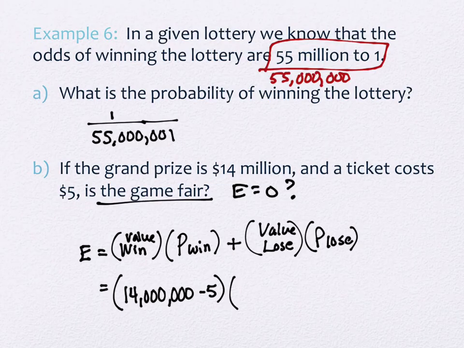Not 1/2. Oops, I didn't mean that. What did we have another thought? It's the number on top. That's why we did it. Part A. Part A tells us the probability that we win. 1 in 55 million and 1. That's the likelihood that we win.